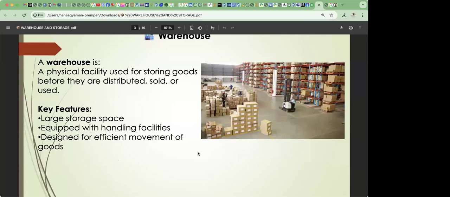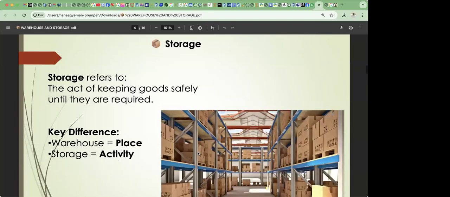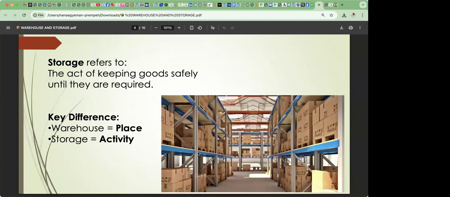So storage, you're talking about keeping goods safely until they are required for use.